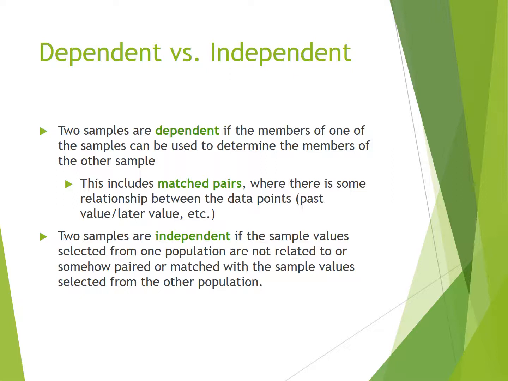Another way to pair things up is, let's say you did twins, or you paired up husbands and wives, right? So sample 1 is a husband, sample 2 is that husband's wife. So in some way or another, these samples have been matched. Two samples are independent if the sample values from one population are not related or in any way paired or matched with the sample values selected from the other population.